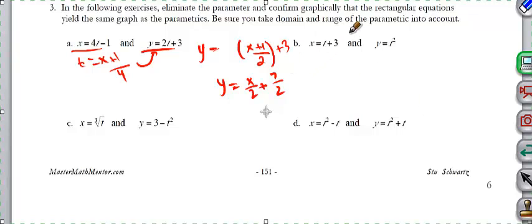All right, let's try out b as well. So your t would be x minus 3, and then your y would be x minus 3 squared.